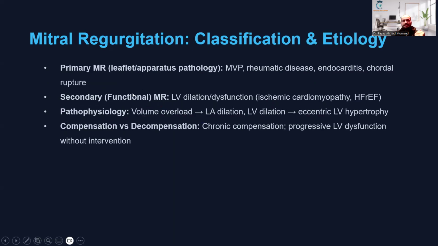Mitral regurgitation, similarly to what we discussed in aortic regurgitation, is also the mitral valve allowing backflow of blood, but in this case it will be from the left ventricle to the left atrium. Now, primary mitral regurgitation is the pathology from within the valve leaflets, like mitral valve prolapse, rheumatic disease, endocarditis, rupture of chordae tendineae, that can happen in MIs.